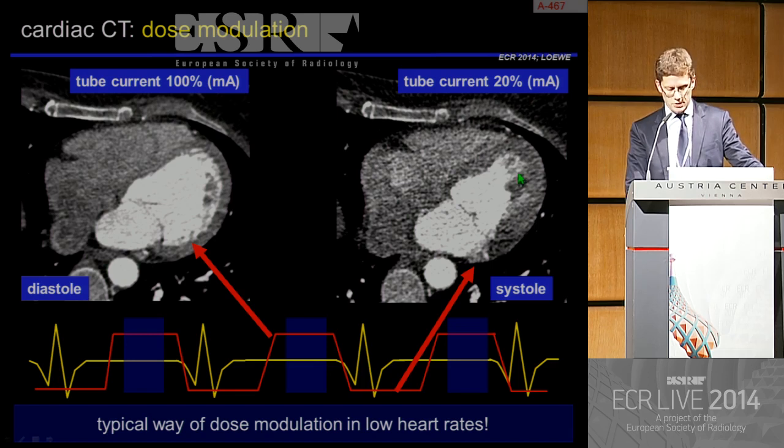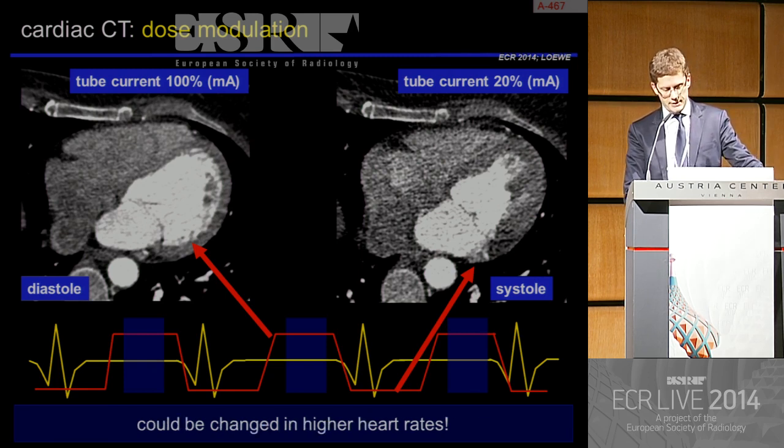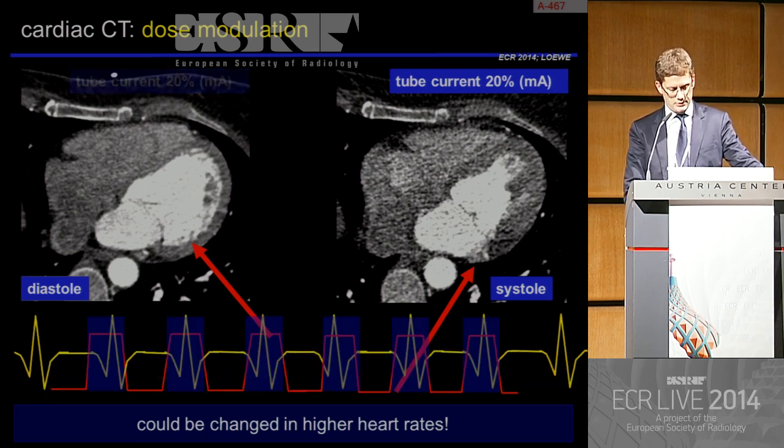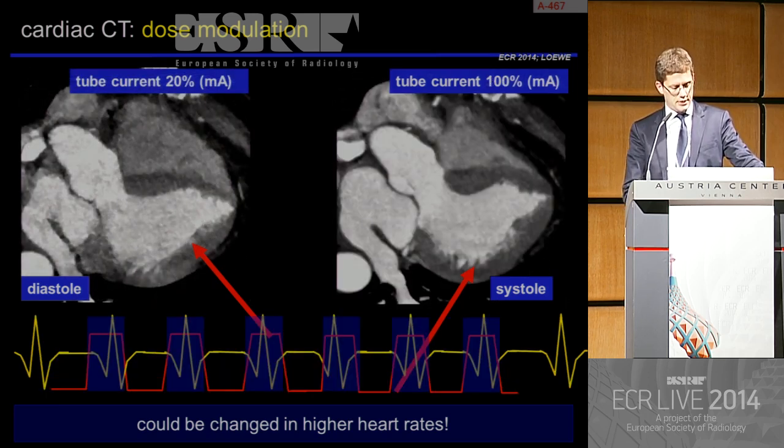We don't usually need these images for looking for the coronaries. We need them for functional analysis, and the image quality is still enough for the functional analysis. However, in patients with a high heart rate, it's very helpful to change this direction and to apply the dose reduction at diastole and to use the full dose at systole, doing something like here. So we have the noisy image coming out from diastole, and we have the very good image quality coming out from systole.